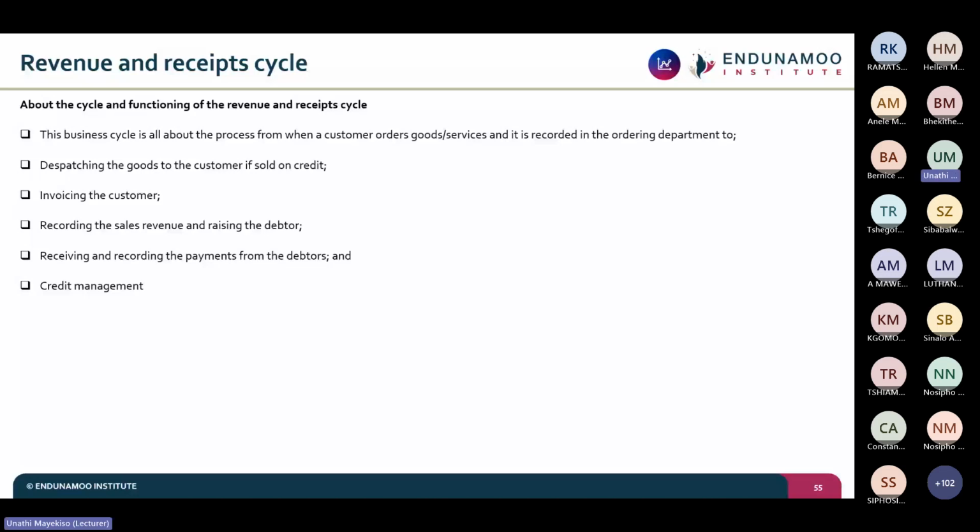So again, I'm going to keep trying to make these practical examples so that you guys can see the practicality of audit.